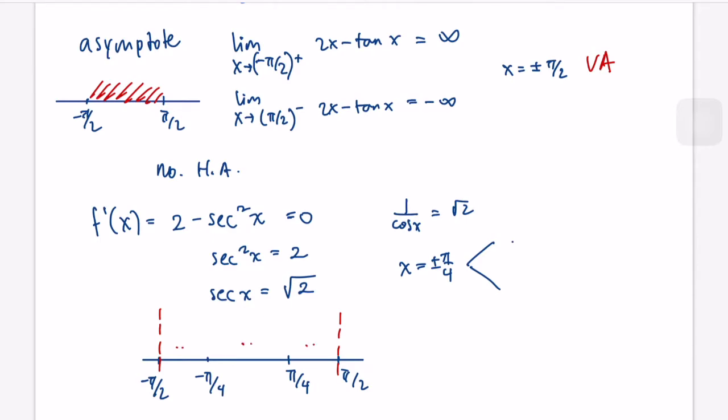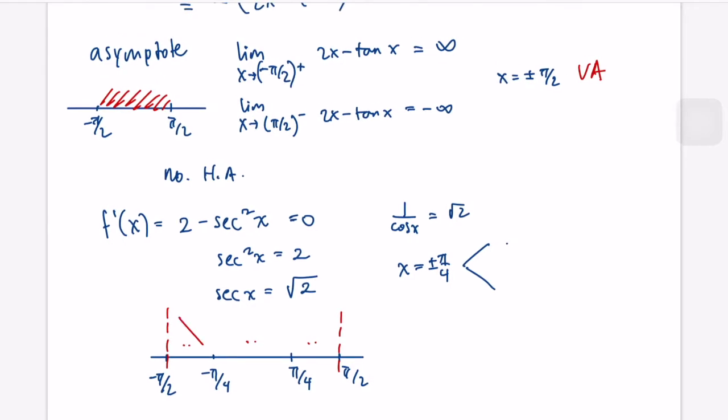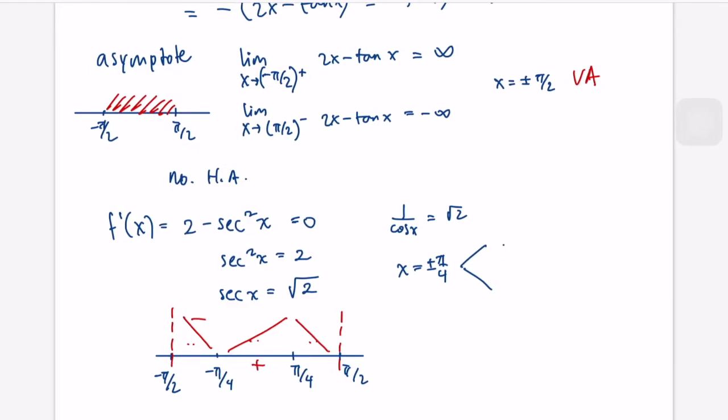and you will see that it will be decreasing here, right? And it's increasing, and then decreasing one more. So negative, positive, negative. Okay.